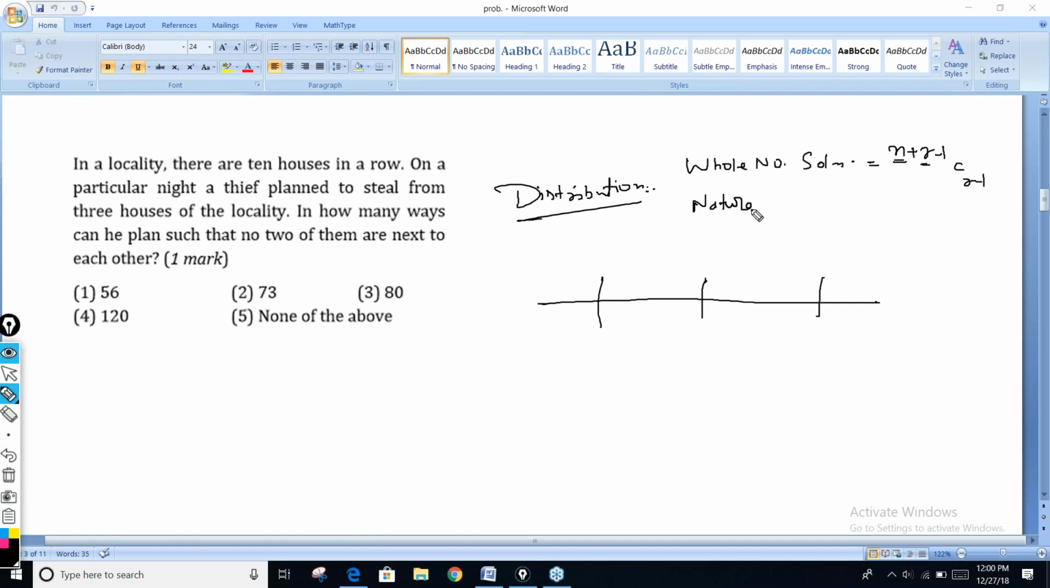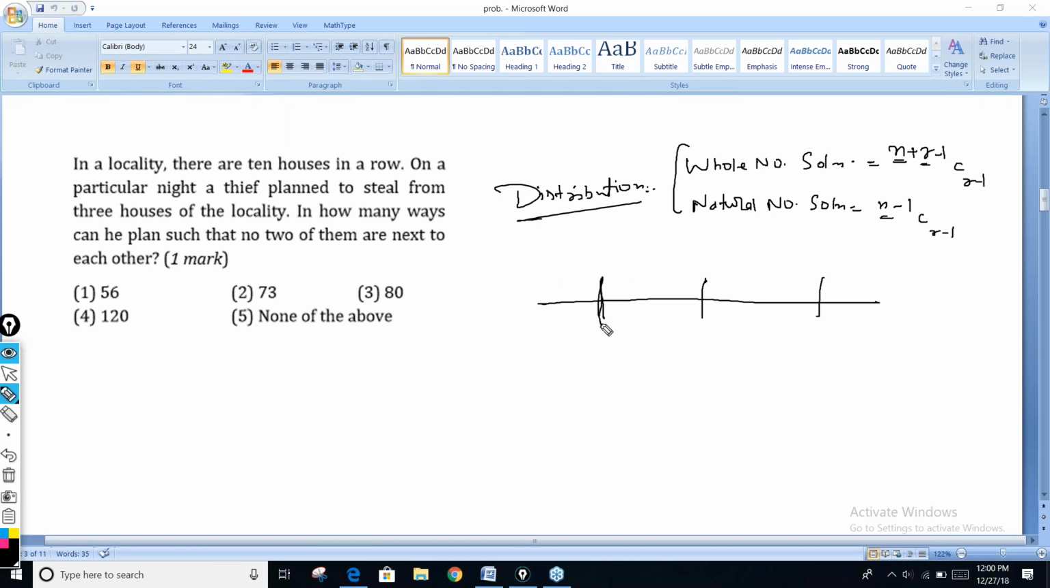And the second is natural number solution. Natural number solution says n minus 1 C r minus 1. What is the major difference? We use the natural number solution when we must assign at least one thing, because in natural number we cannot take 0, but whole number we can use when we can assign 0 things. So let's look at the solution now.